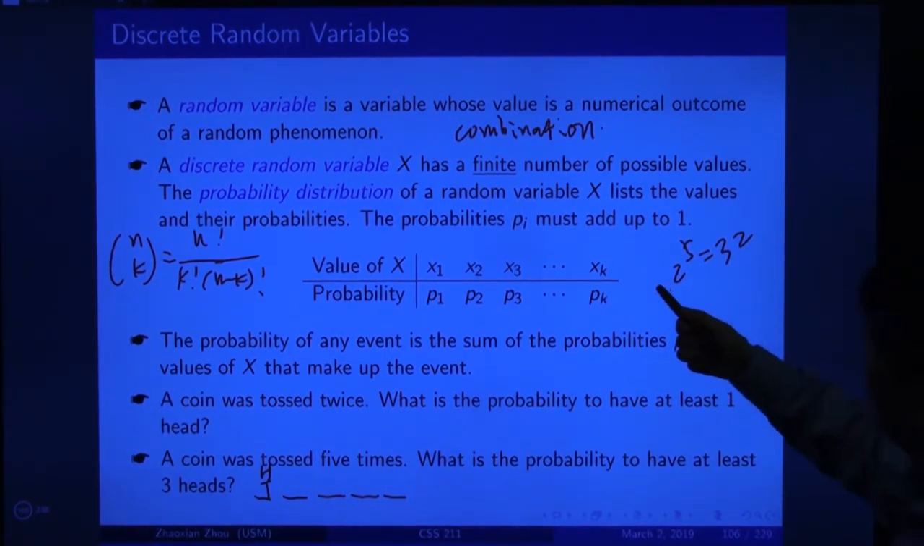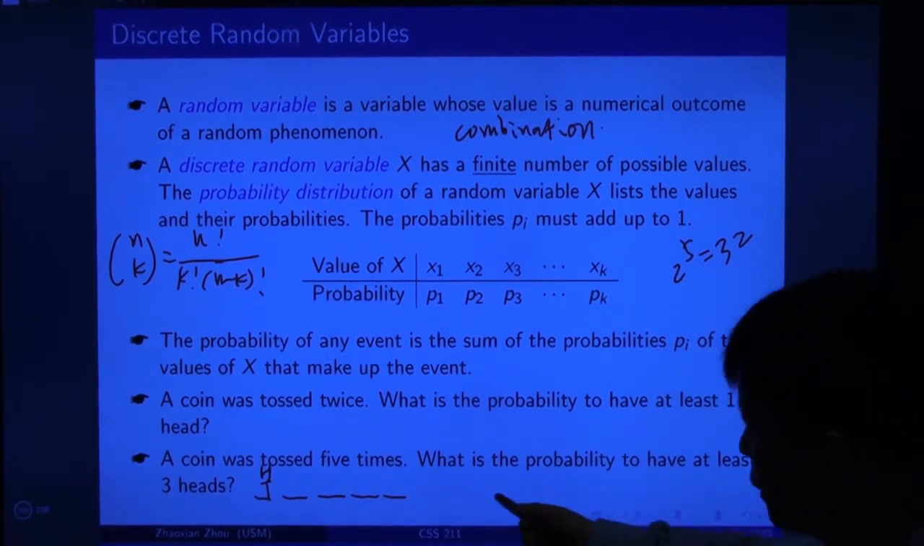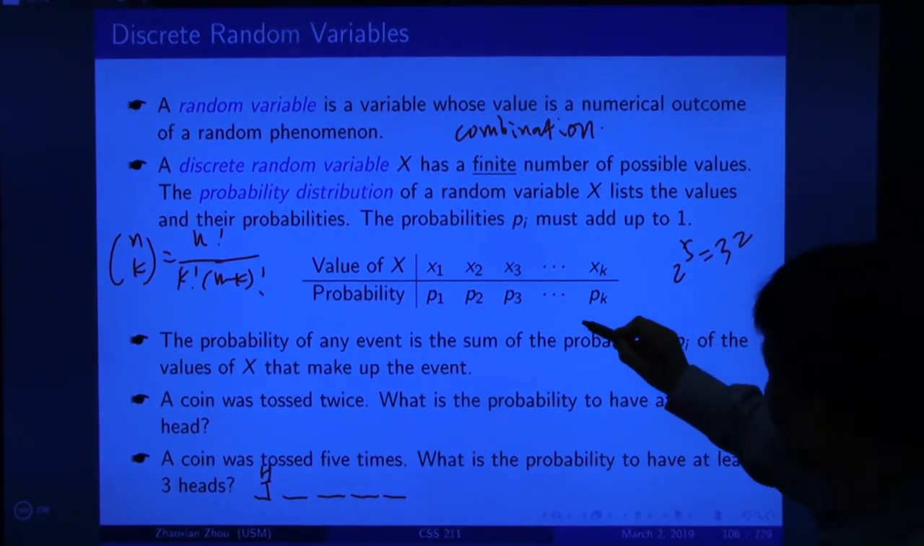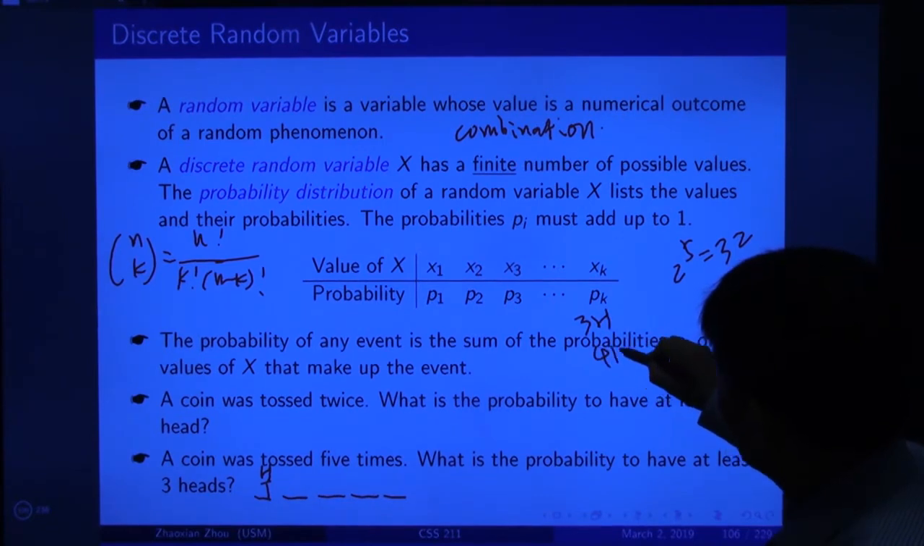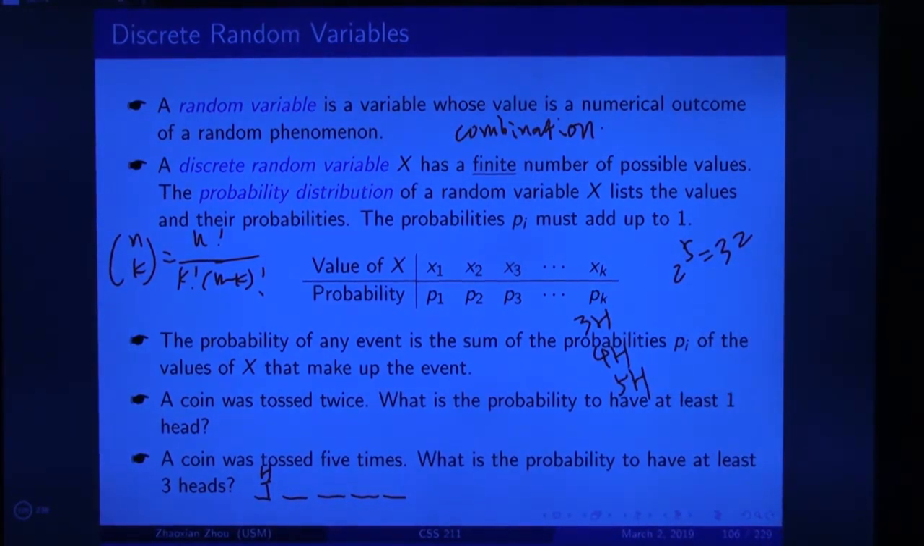And we want to know the event is at least 3 heads. That means 3 heads and 4 heads and 5 heads. So this event consists of 3 situations. The first one is we have 3 heads. The next one we have 4, and we have 5.